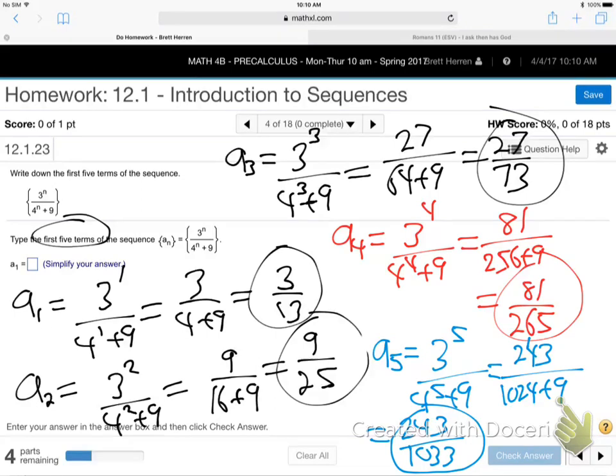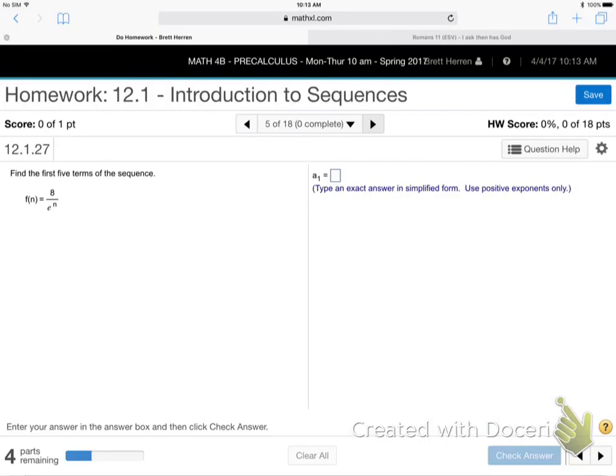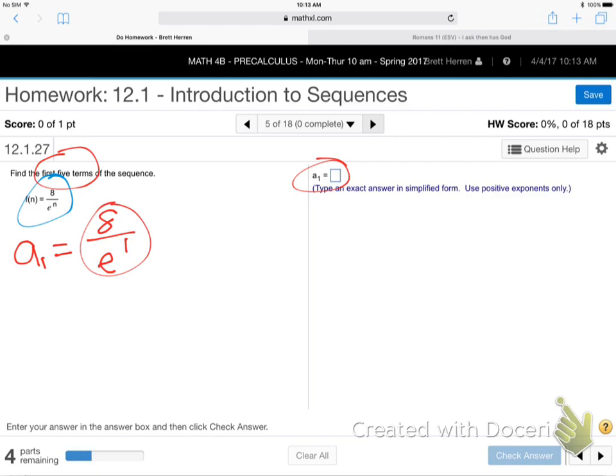All right. Whenever they say type an exact answer, they always mean we don't want decimals, because you got to round decimals. Well, usually, right? So, same kind of thing. They're giving me a function here, and they're saying find the first 5 terms. So A1, or F1, or whatever they're calling it here, I don't care. Is just that. And I just stop right there. 8 over e to the 1. Done.